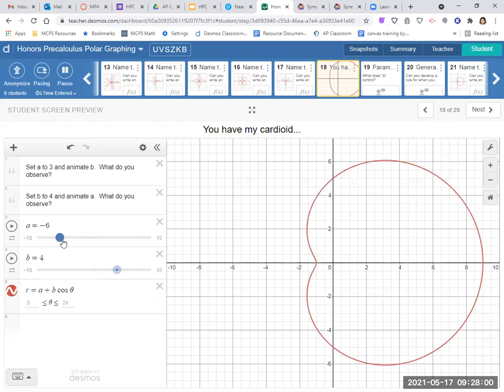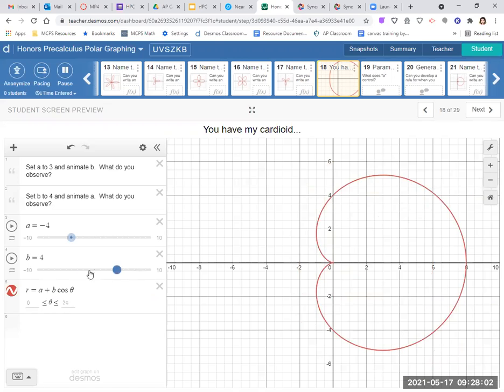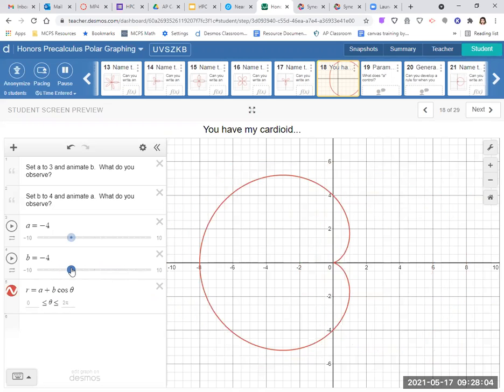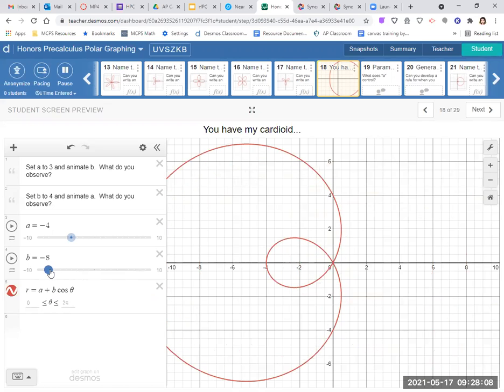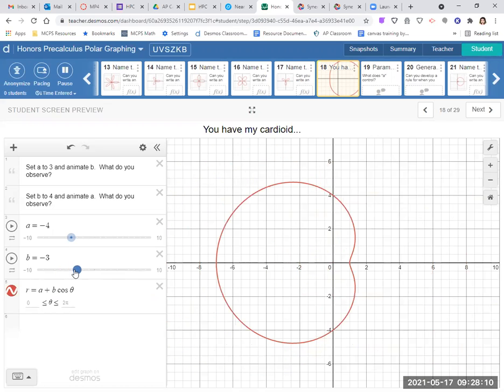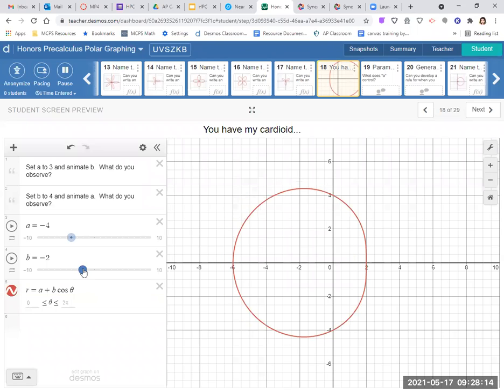Let's look at a negative A. Same thing: when the absolute value of B gets bigger than A, we get a loop. Then once the absolute value of B is less than A, we don't get a loop anymore. It's just a little dimple.